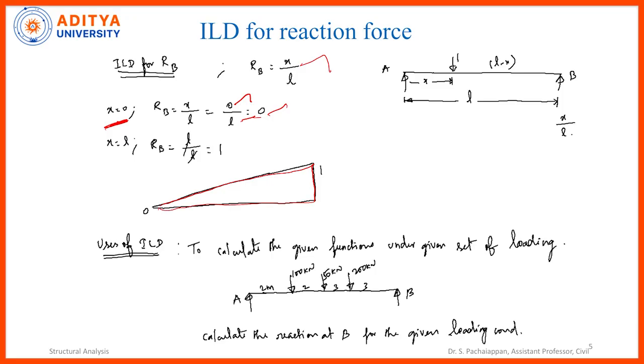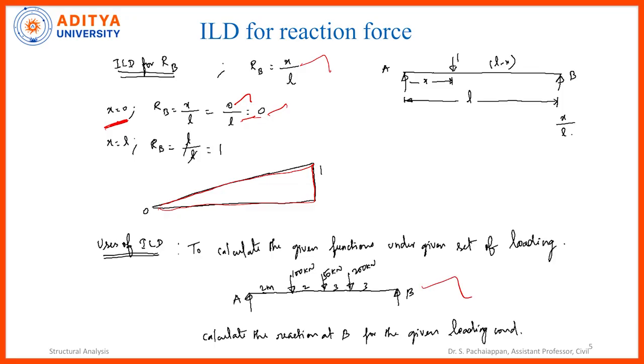Now we have calculated and drawn the diagrams for ILD for RA and RB. Now we are going to see how to apply the RA ILD diagram and the ILD for RB to compute the real reaction force. For example, I have taken an example problem here.